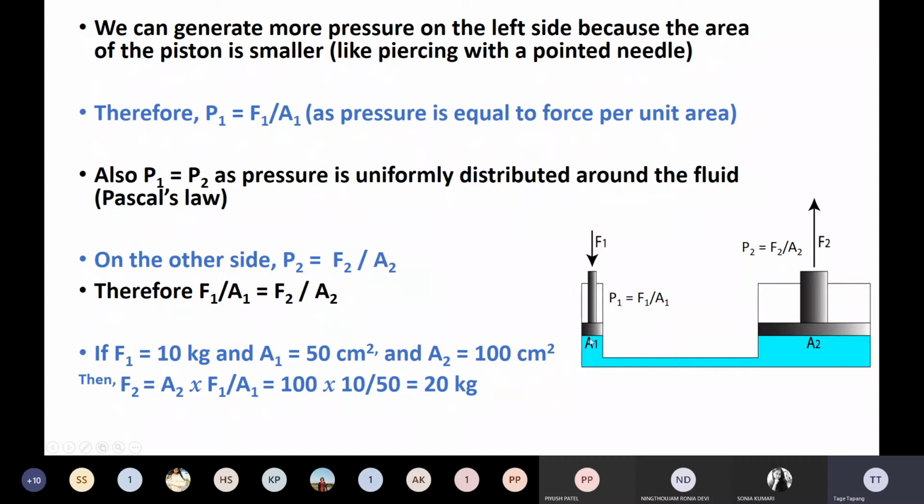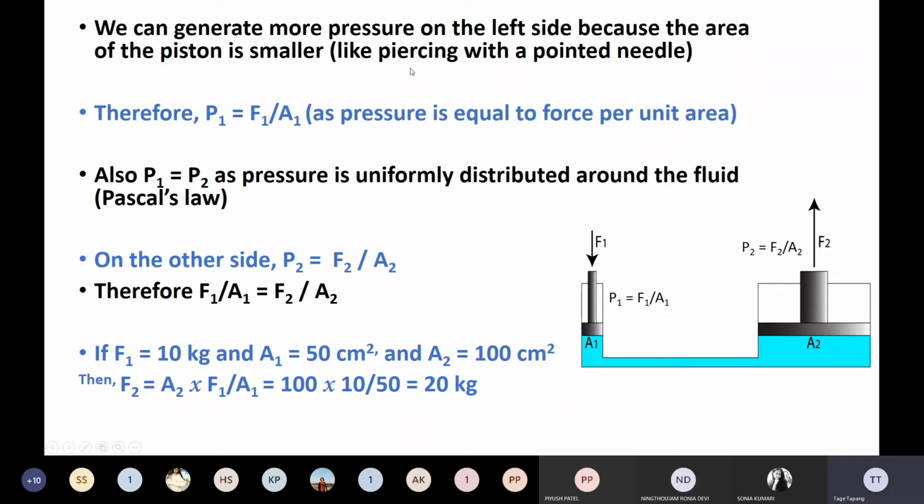Now when we have a small A1, that means the denominator is small, so your result will be big, isn't it? We'll have a large value of P1 because we have a small A1. If A1 is big, that means the denominator is big, so your result will be small, isn't it? So in this case our A1 is small.